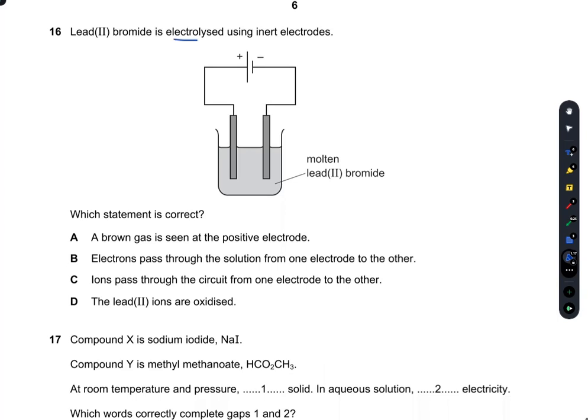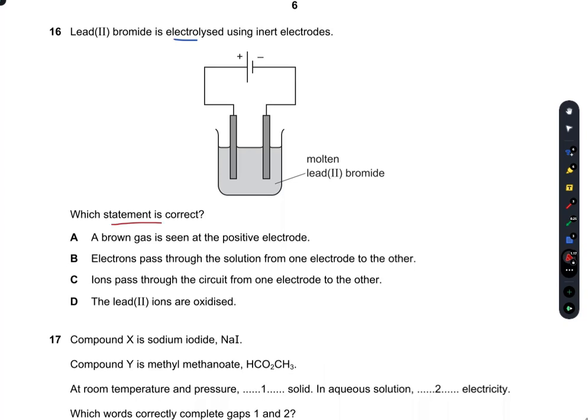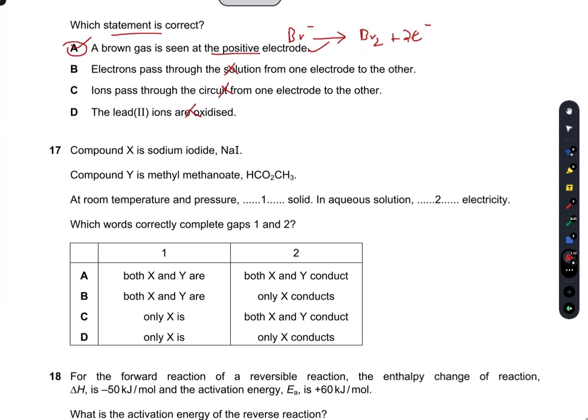Lead bromide is electrolyzed using inert electrodes. Which statement is correct? A brown gas is seen at the positive electrode. This is true. Why is this true? Because bromide loses electrons to form bromine gas at the positive electrode, the anode. So yes, A is true. Electrons pass through the solution from one electrode to the other? No, electrons do not pass through the solution. Ions move within the solution. The lead ions are oxidized? No, they are reduced. So A is our right option.